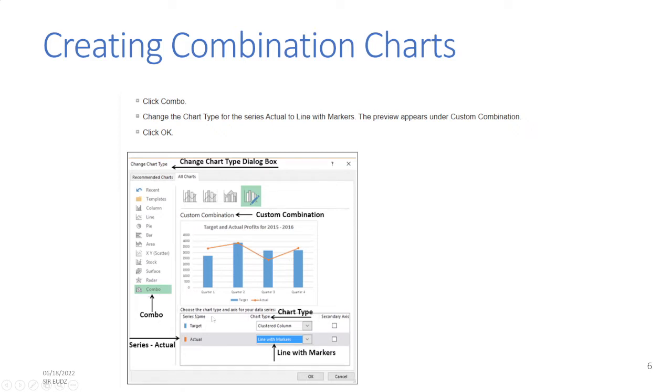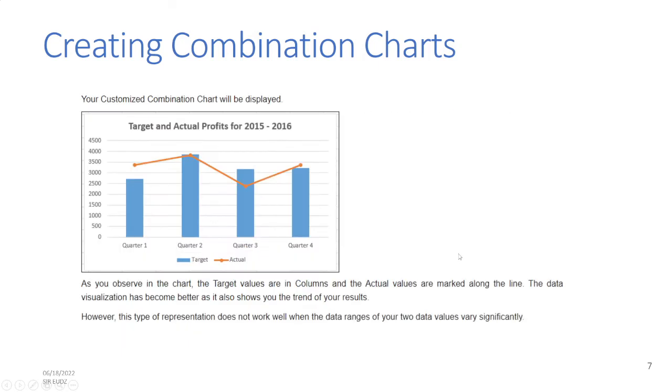Again, click Combo. Then we have here target and actual. So change actual with line with markers. And here's the preview. Then we just click OK. Your customized combination chart will be displayed something like this. As you observe in the chart, the target values are in columns and the actual values are marked along the line. The data visualization has become better as it also shows you the trend of your results.